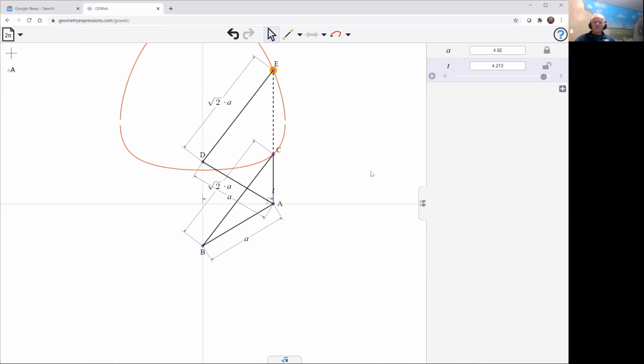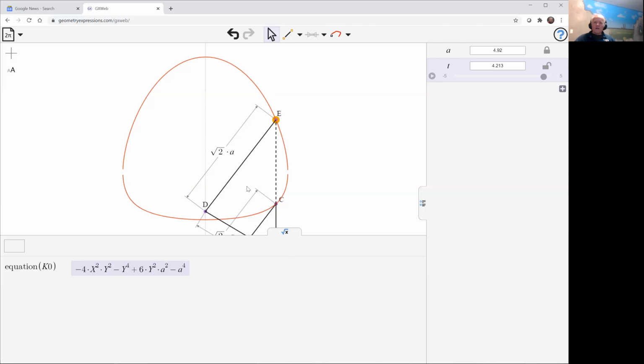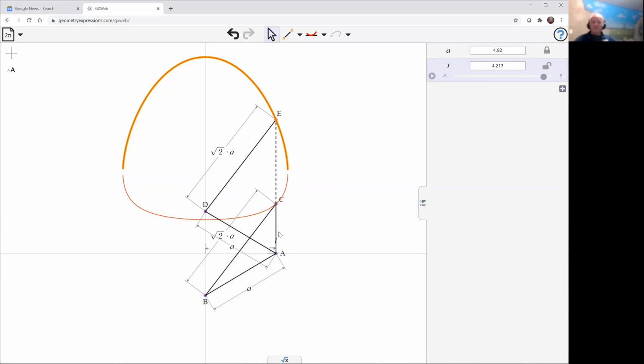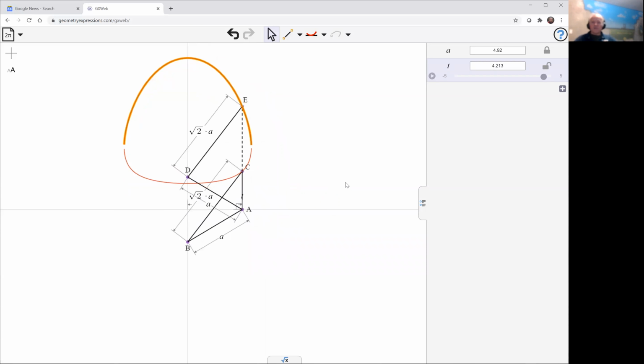So that gives us the whole curve, the whole top part of the curve. Let's just take a look at the equation of this top part. And we find it is indeed the same. To get the lower half of the curve, we would need to construct the mechanism again in a different way.